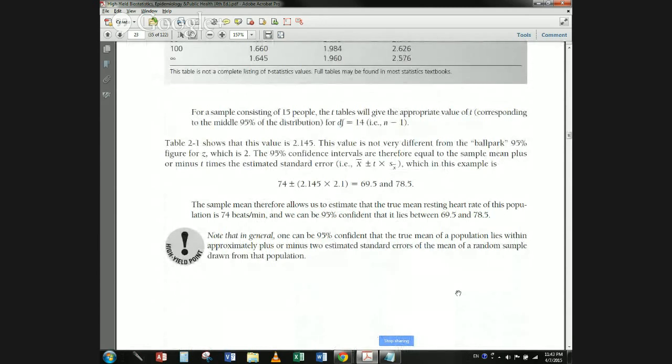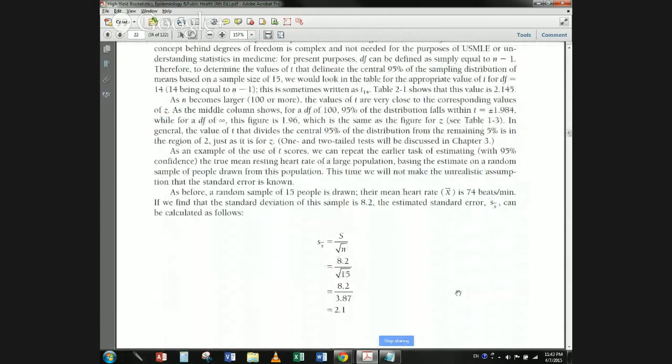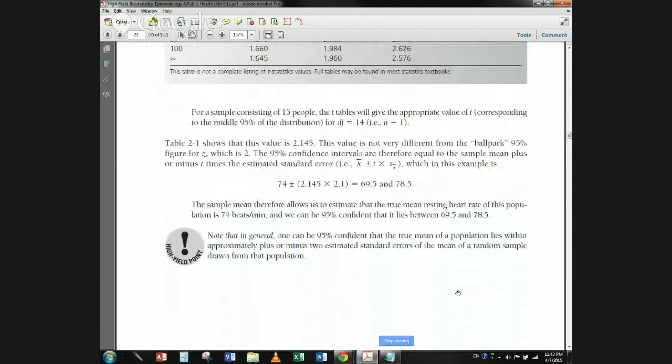That is the sample mean plus or minus t times the estimated standard error, which in this example is 74 plus or minus 2.145 times 2.1, which would be 69.5 and 78.5. The sample mean therefore allows us to estimate that the true mean resting heart rate of this population is 74 beats per minute, and we can be 95% confident that it lies between 69.5 and 78.5.